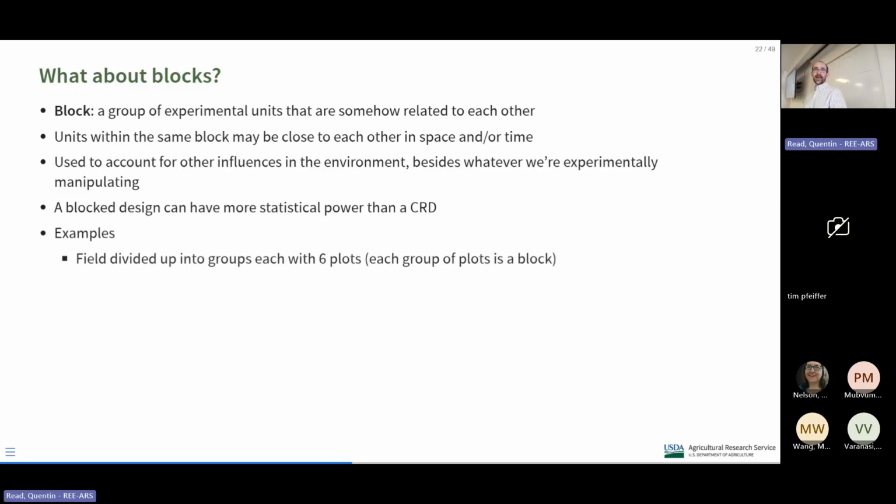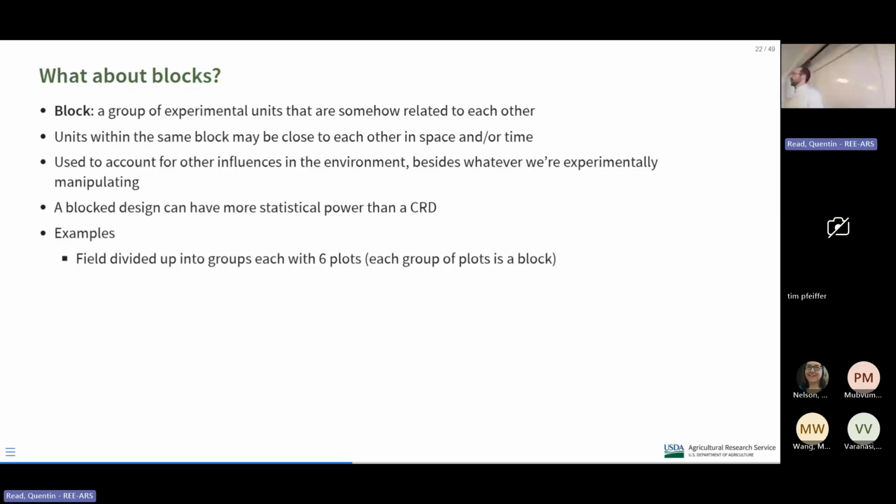And why is that? Well, first, just conceptually, an example of blocks would be if you divide your field up into regions and have multiple plots in each region. Each of those little groups is a block because they're right next to each other, so their environment is more similar than it is to ones elsewhere in the field. Maybe the drainage is different in that part of the field, or the soil has a gradient of chemical composition or whatever.